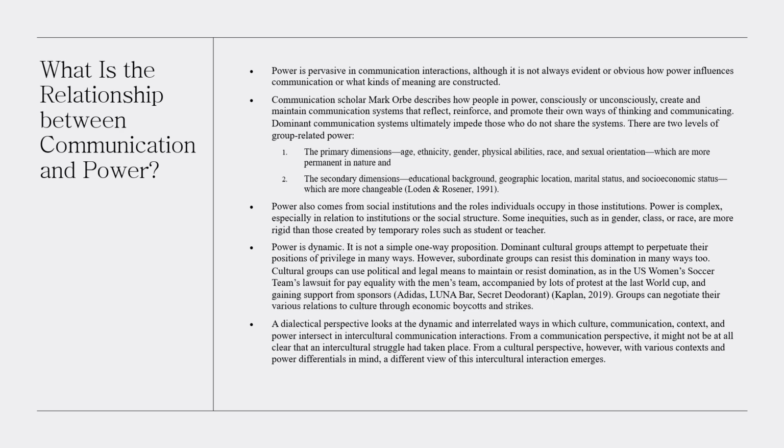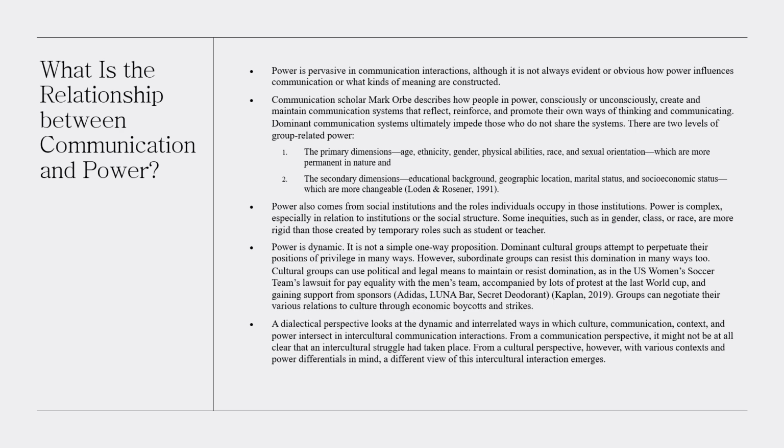Communication scholar Mark Orbe describes how people in power, consciously or unconsciously, that's important, right? People aren't always aware of the power structure, create and maintain communication systems that reflect, reinforce, and promote their own ways of thinking and communicating. In other words, their own values. Dominant communication systems ultimately impede those who do not share the systems. There are two levels of group-related power, according to Orbe.